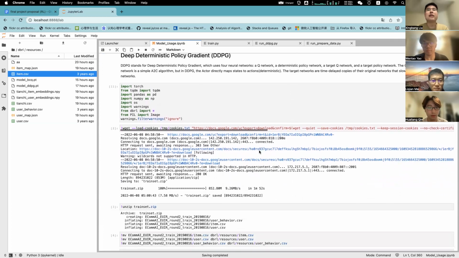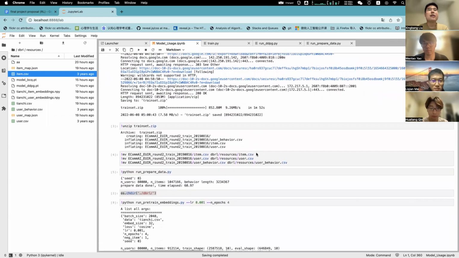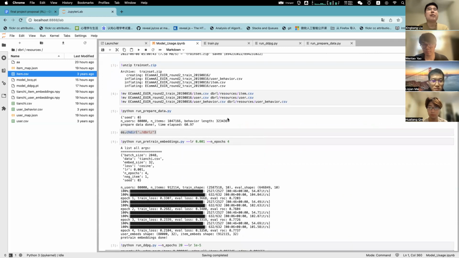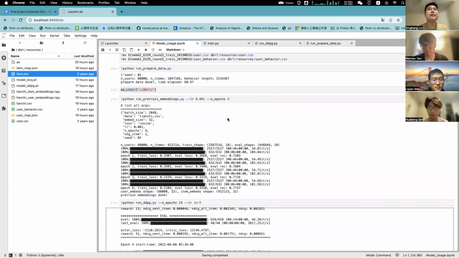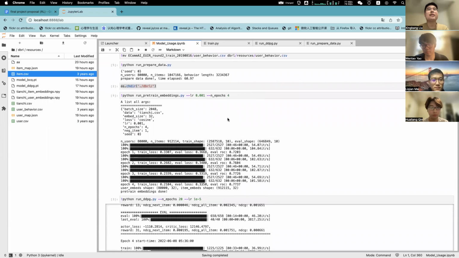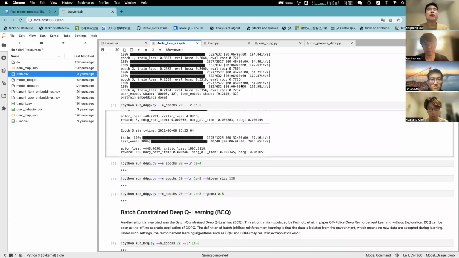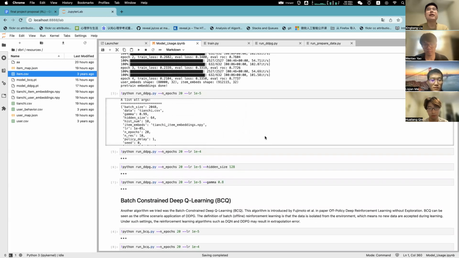To prepare the setting, we download the dataset online, unzip it, and prepare it with the dataset preparation Python script. It shuffles the dataset along with other settings. And we pre-train the embeddings with a learning rate of 0.01 and 4 epochs. And finally, we train the model using the original setting as the baseline.